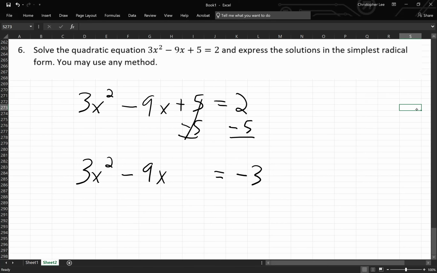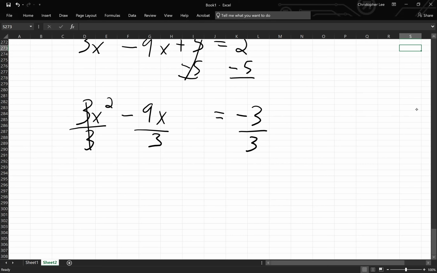Now, again, my a term has to be 1. So because I have a 3 in front of my x squared, I'm going to divide every single term by 3. All right? Again, if you did this by quadratic formula, you got the right answer, I'm happy. No need to change anything. So now let's look at what I have. I have x squared minus 3x is equal to -1.